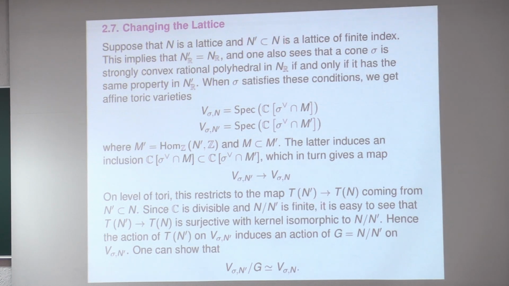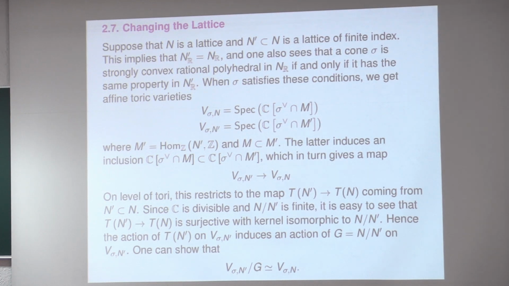And this is the claim. The claim is that you can work out what the kernel of that map is. The kernel is isomorphic to N mod N prime. We can discuss it after the lecture. It's a nice exercise using just Tor 1.